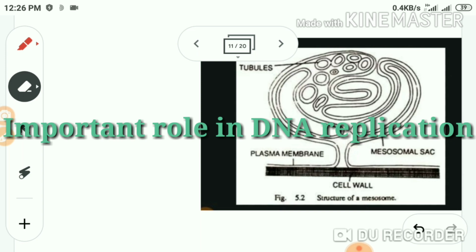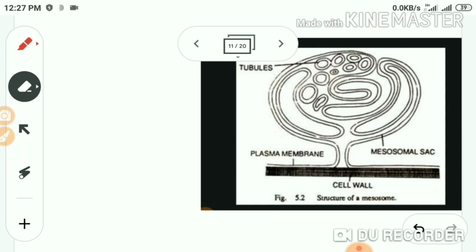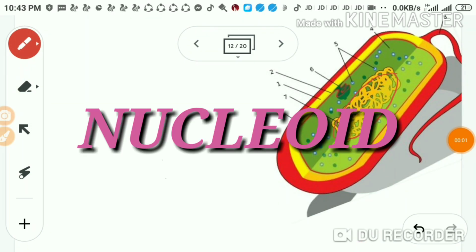Then another function is that they play an important role in DNA replication. We will go into more detail while discussing the nucleoid. Nucleoid is the genetic material of the bacteria. Got it? So they play an important role in DNA replication and division of the nucleus. There is no nucleus at all. No, it has an incipient nucleus. We are going to discuss that. Next, we are going to discuss the nucleoid.